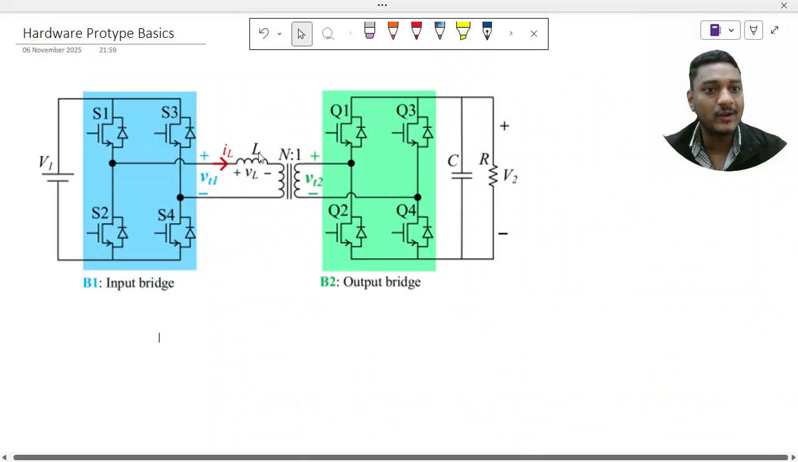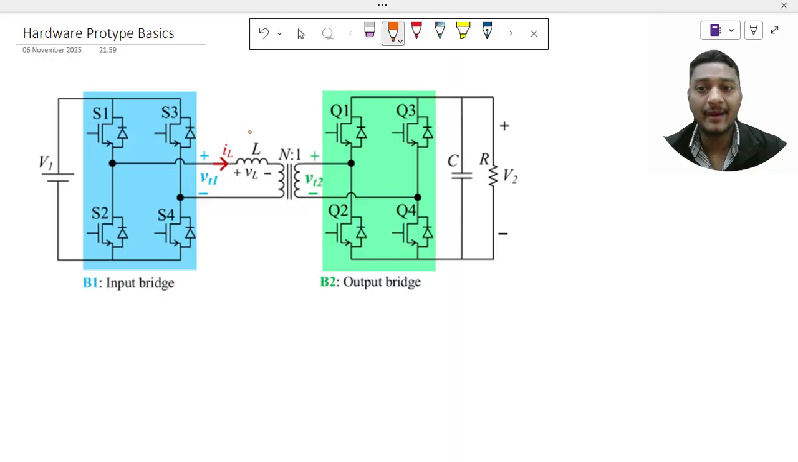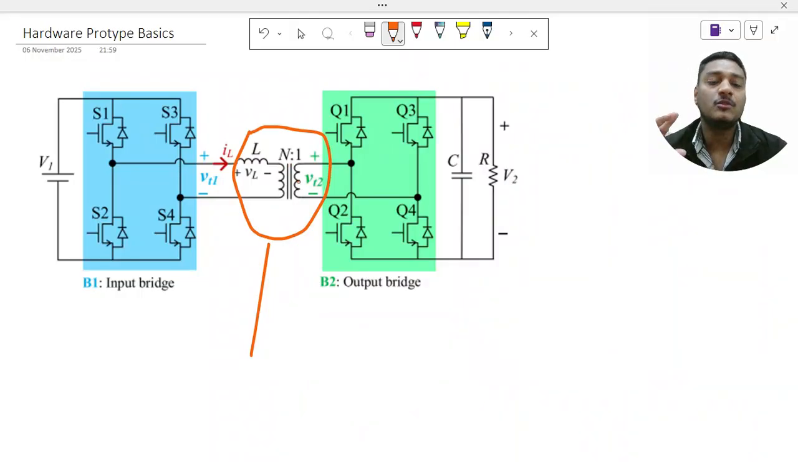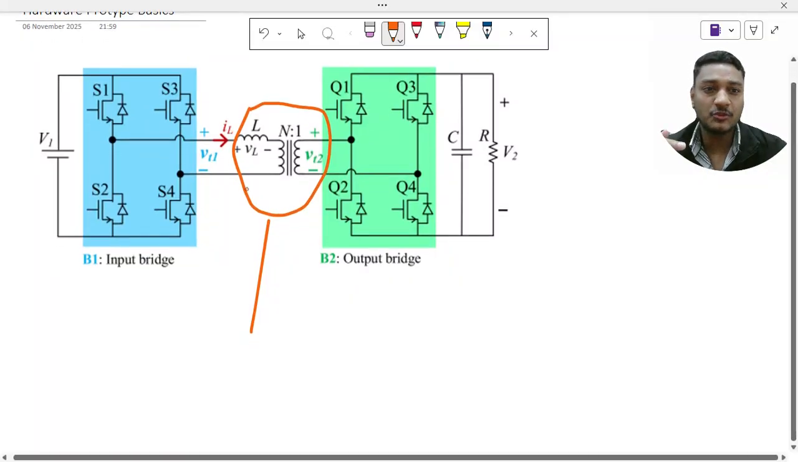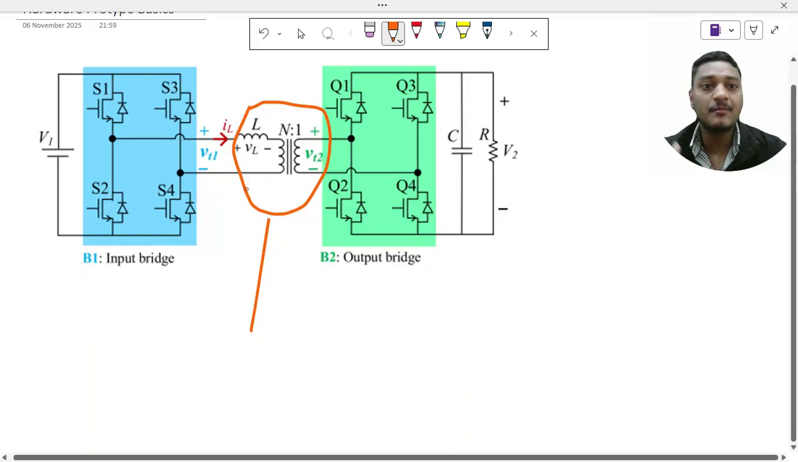What people usually do in practice, if you have gone through some research papers, you have observed that a few people include this L inside the transformer only. So the transformer has the highest value of magnetizing inductance, and if you short the secondary, you can find out the leakage of this transformer. The transformer leakage is used as the L. This is how people actually make it. I have seen most of the time people do not buy the transformer, they make it by themselves, and we have also made it ourselves.